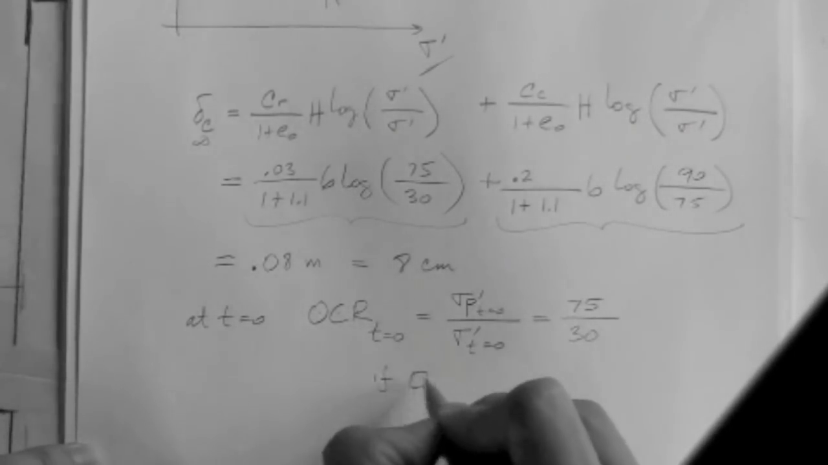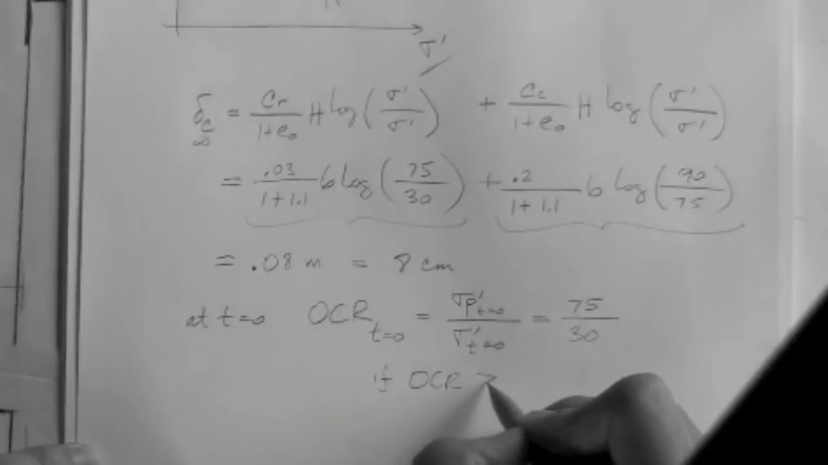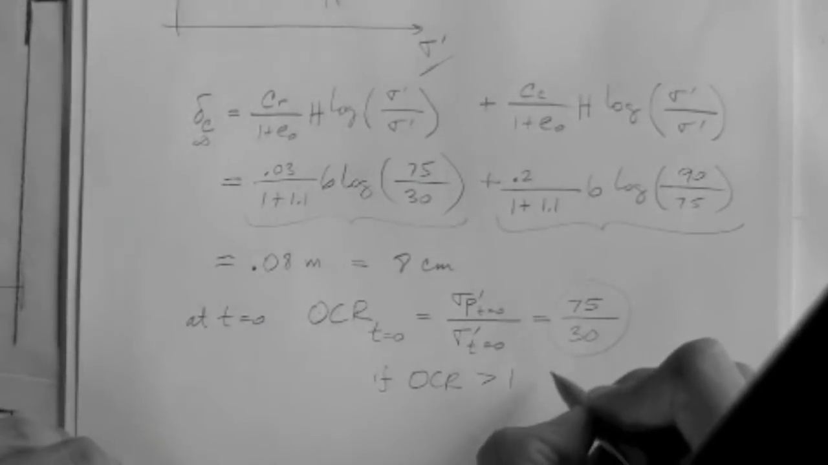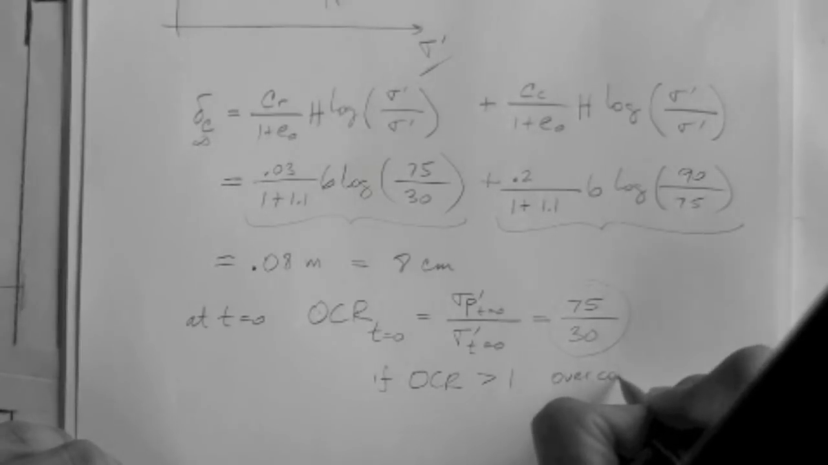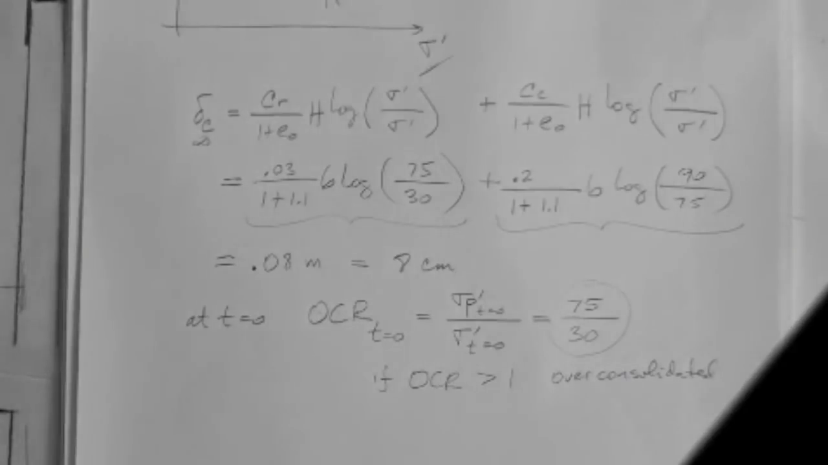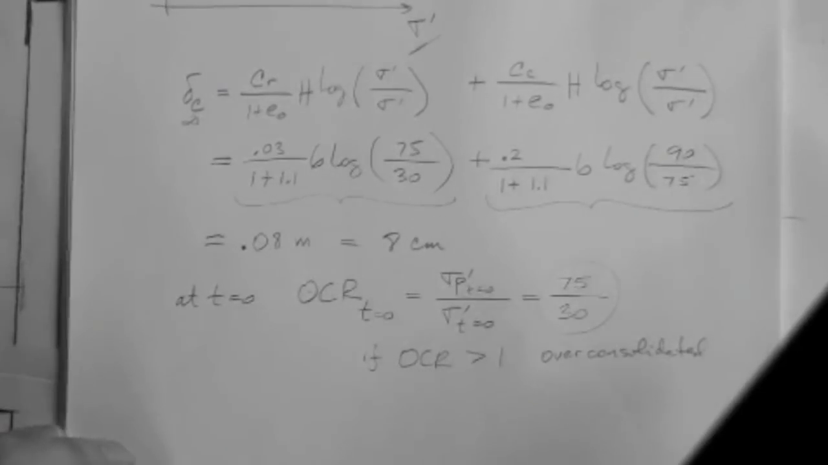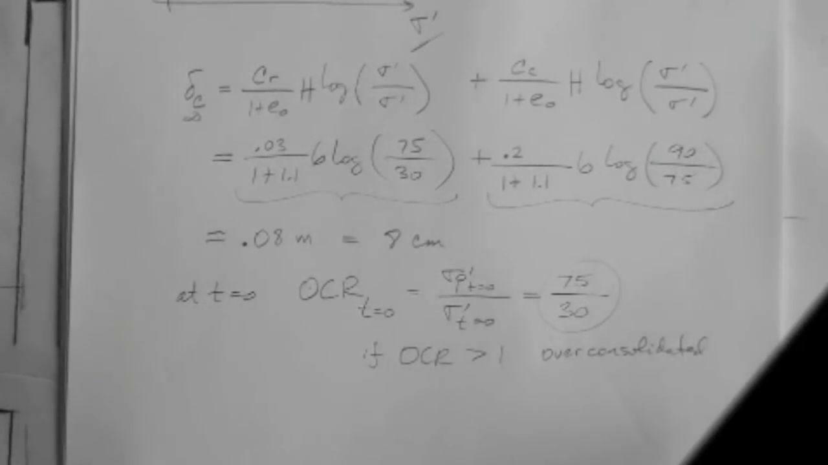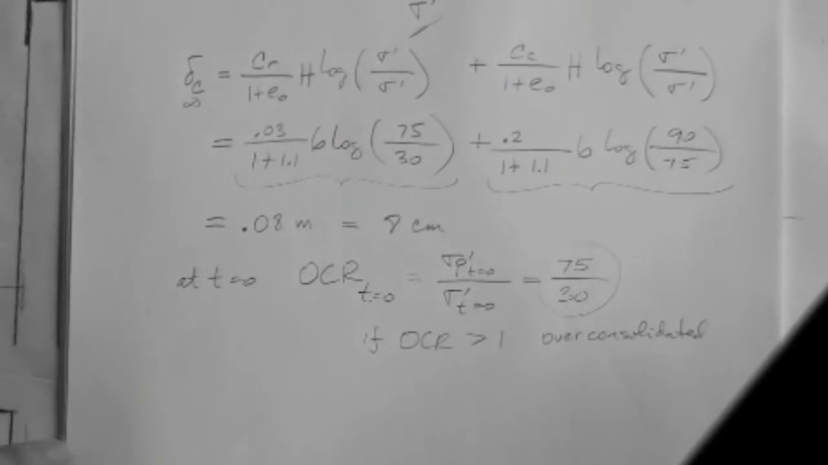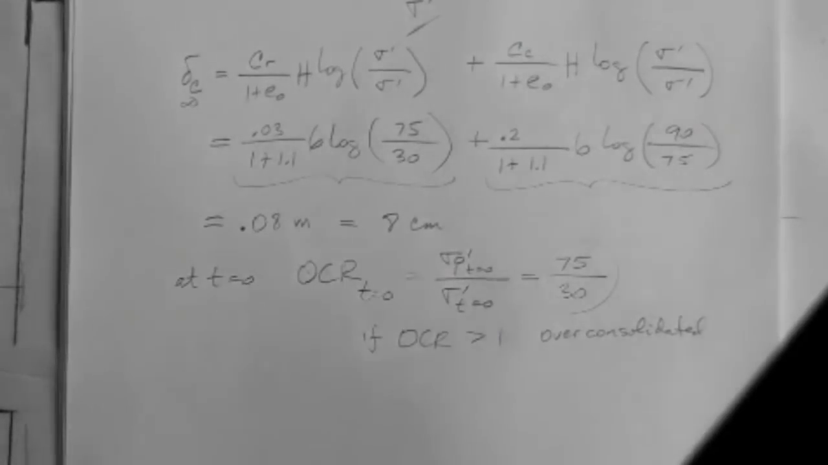If the OCR is larger than 1, like it is in this case, then we call the soil over-consolidated. So when you get out of the car at your site, you can compute this and say my soil is over-consolidated. And that soil acts different than a soil that is normally consolidated, which is what we're going to talk about right now.